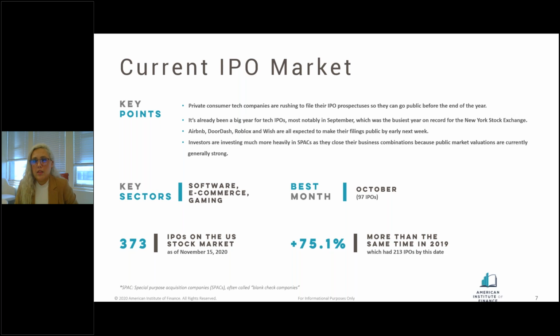There have been 373 IPOs in the US stock market as of November 15th, 2020. This represents a 75% increase compared to 2019 at the same time, when back in November 2019 we had 213 IPOs. So a nice growth.